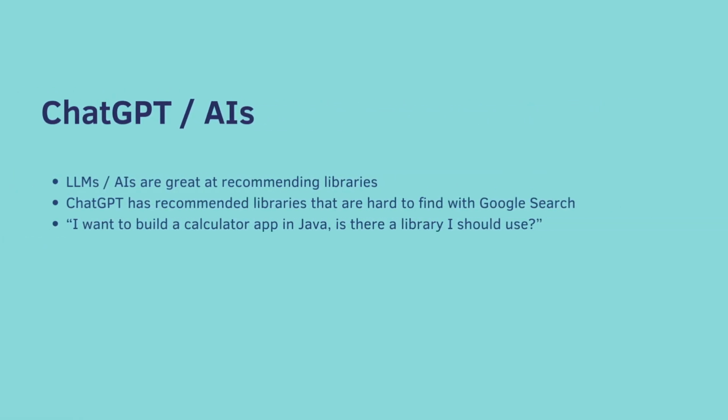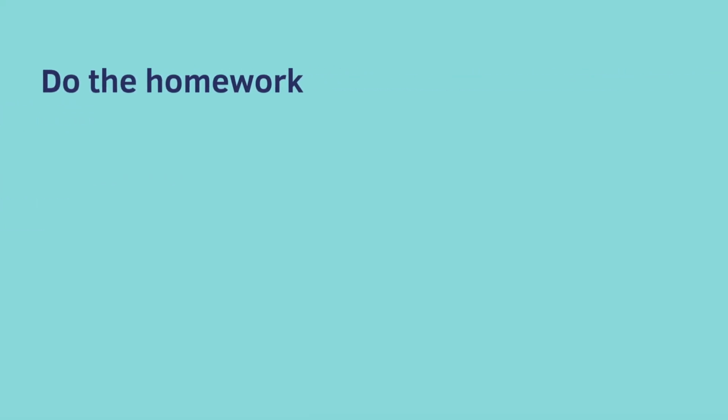And one quick note about ChatGPT or whatever the latest AI is: LLMs and AIs are great at recommending libraries. ChatGPT has recommended me personally libraries that are really hard to find with a Google search. Here's an example. I would say I want to build a calculator app in Java. Is there a library that I should use? And it will recommend me the math library from Java. So if you're building something specific, I would first do a chat with ChatGPT to see if someone's already built this. And lastly, do the homework.